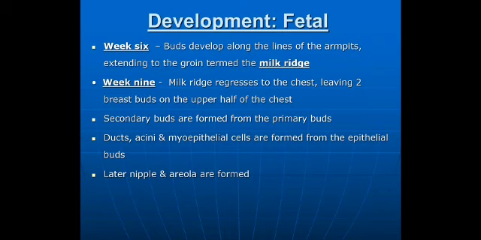What happens during the fetal development is, during 6 weeks, a bud starts developing along the line of the armpit, which extends to the groin, termed as milk ridge. Around 9 weeks, the milk ridge regresses to the chest, leaving two breast buds on the upper half of the chest. Secondary buds are also formed from primary buds. Ducts, acini, myoepithelial cells are formed from epithelial buds. Later, nipple and areolae are formed.